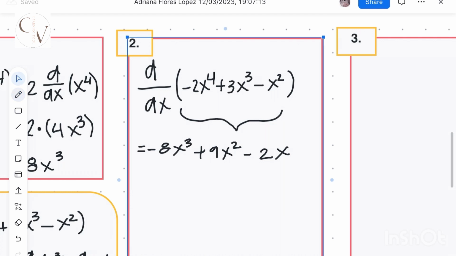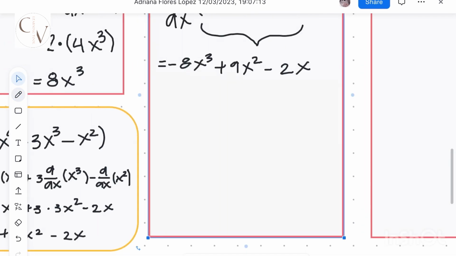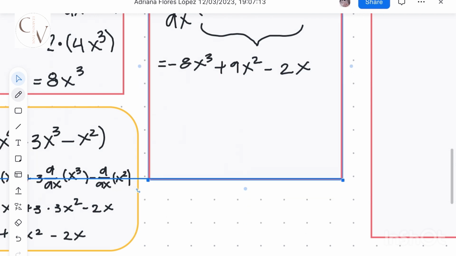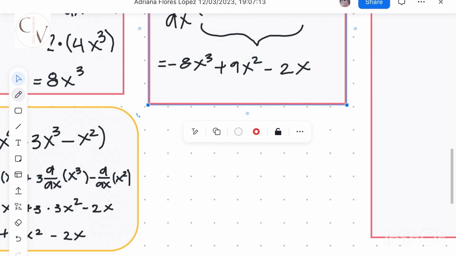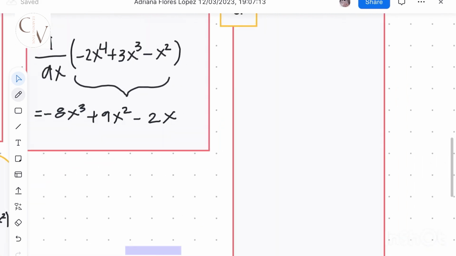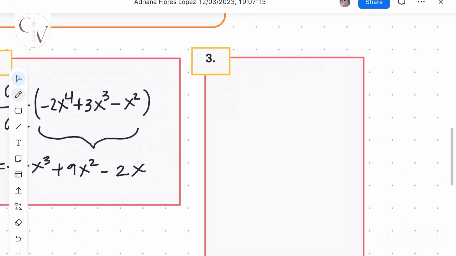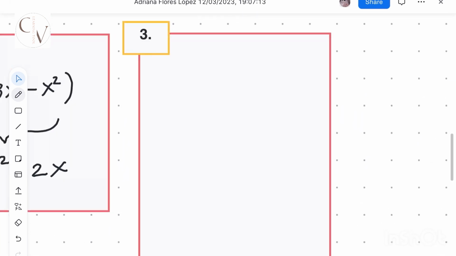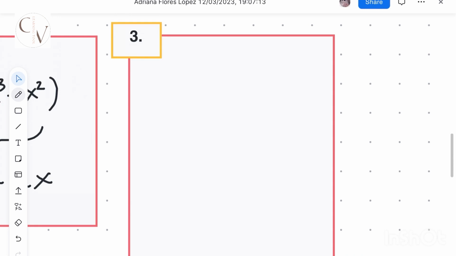So now our next step would be to plug in the minus 2 instead of the x, like the instruction says. So all the x's we have in our function will be substituted by the number negative 2.